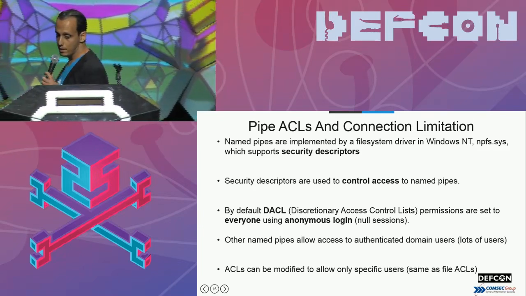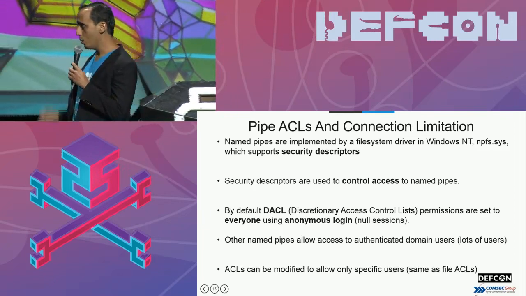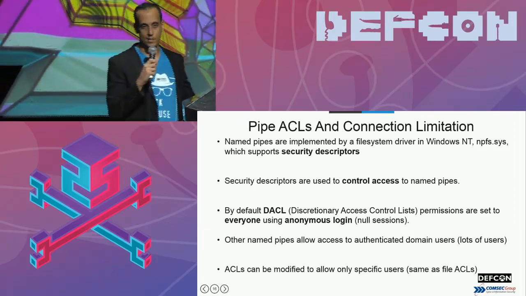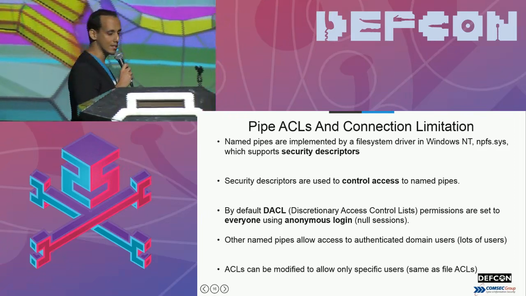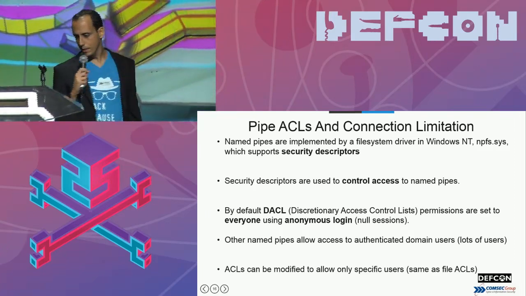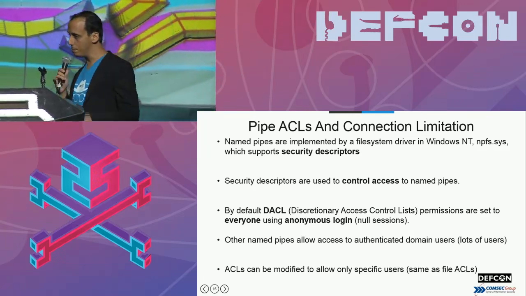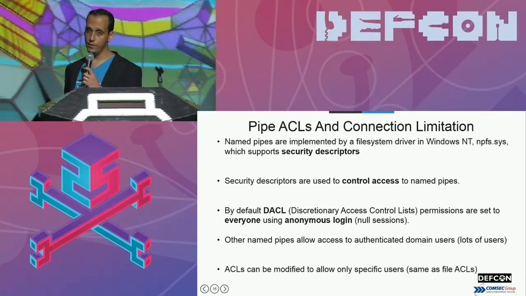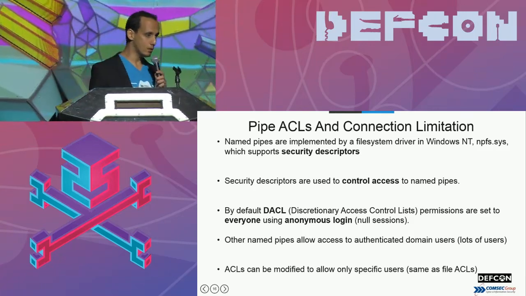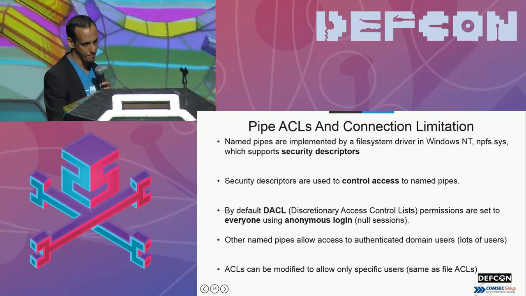So many named pipes allow either anonymous access or only domain user access, but obviously it's still a lot of users that can exploit vulnerabilities in it. You can modify ACLs to make only specific users access a named pipe, but this is not the default behavior, and unfortunately I witnessed a lot of named pipes that just didn't do it, and I'm going to show you some examples.